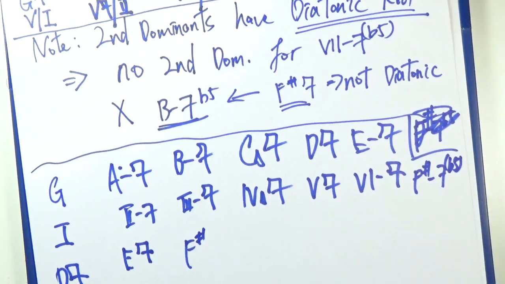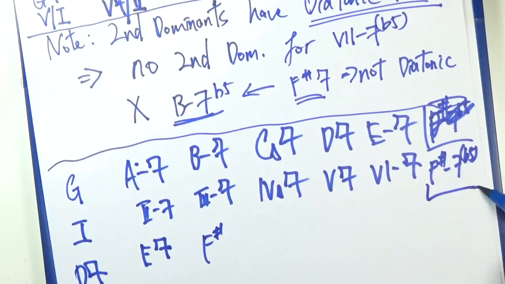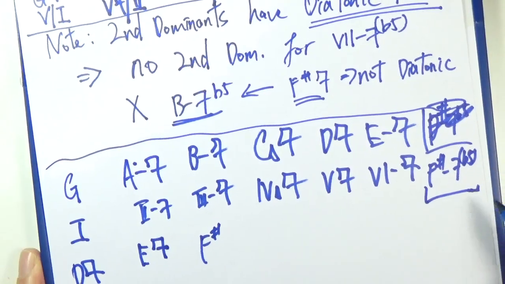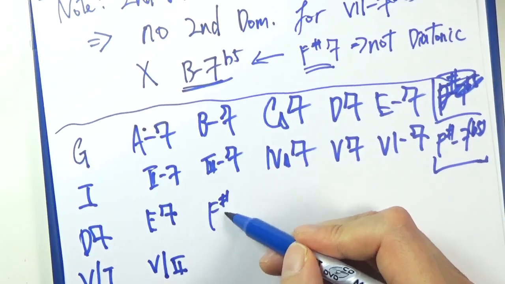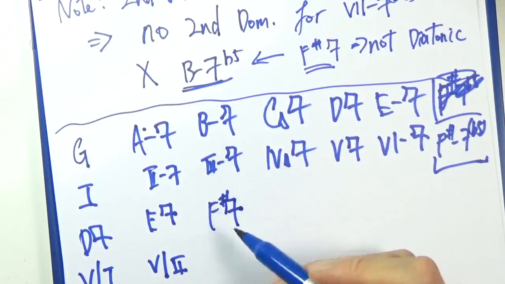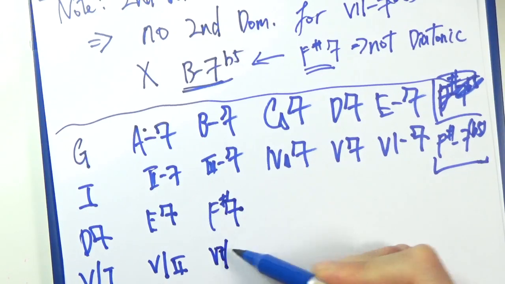I'm writing it down here for completeness' sake. Sorry, I made a mistake. So this one should be the F sharp minor 7 flat 5 chord. Just flipped it around. Okay. All right. So F sharp 7 would be the V of B minor, and so V7 of 3.